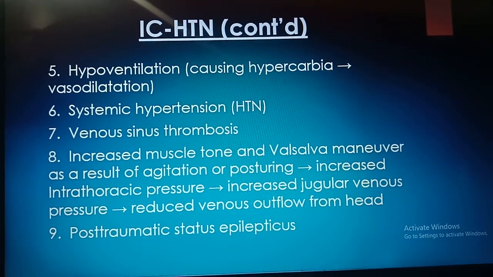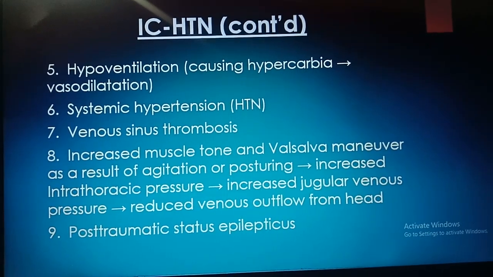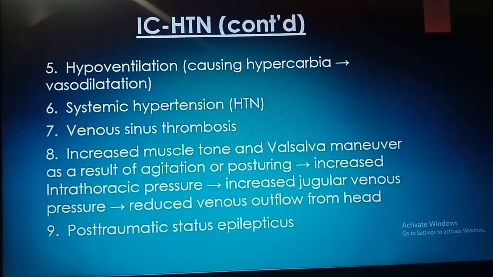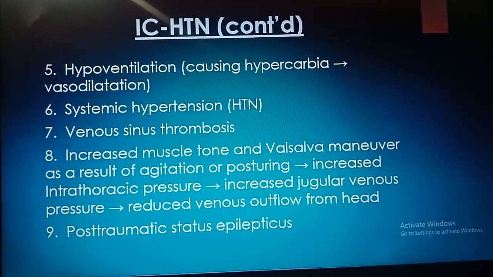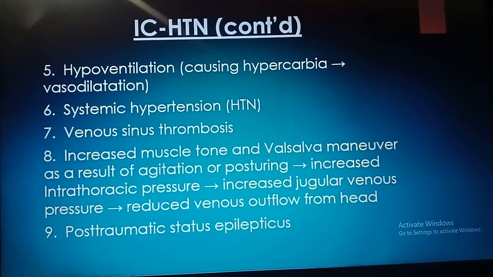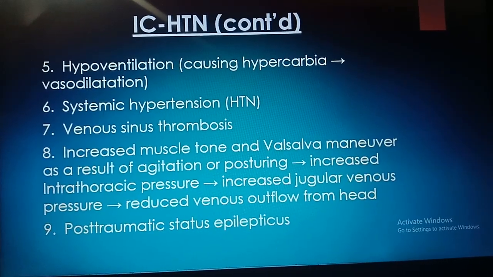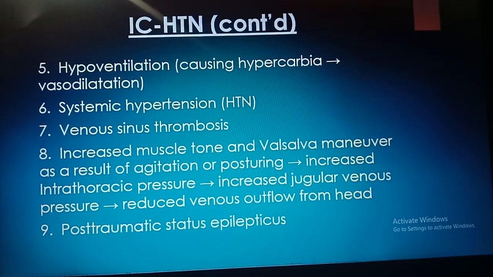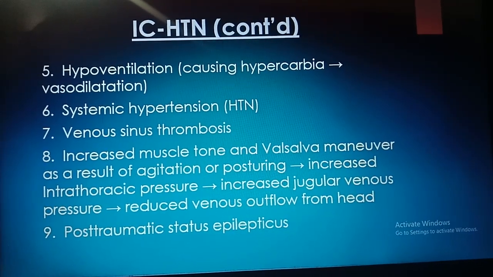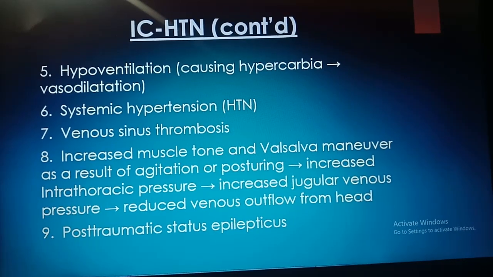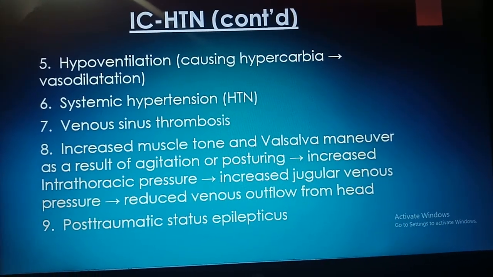The intrathoracic pressure will obviously increase the jugular venous pressure. The jugular venous pressure obviously will lead to decreased venous outflow from the head. They will be under high pressure, therefore you cannot have a pressure gradient from the jugular veins into the right side of the heart. That will result in a decreased venous outflow and you will have intracranial hypertension. The other, same mechanism is post-traumatic status epilepticus, obviously the same mechanism as that of the increased muscle tone.